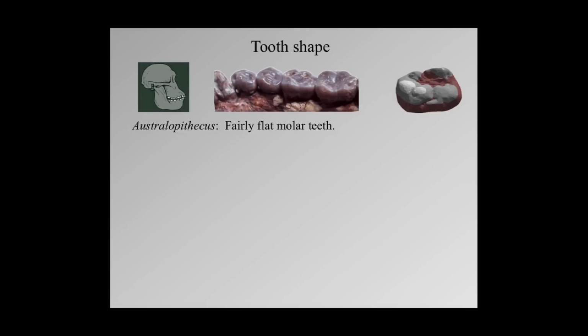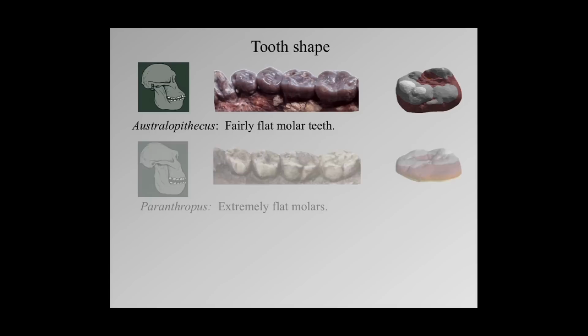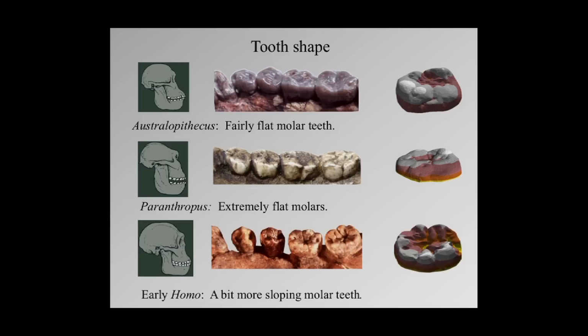All right, what about the hominins? They all have pretty flat teeth, actually. Australopithecus has flat molar teeth, even flatter than, say, a chimpanzee. Paranthropus has extremely flat molar teeth at a given stage of wear. And early Homo, it turns out, has a bit more sloping molar teeth. I mean, they're not like carnivores, but more sloping than, say, Australopithecus or Paranthropus.